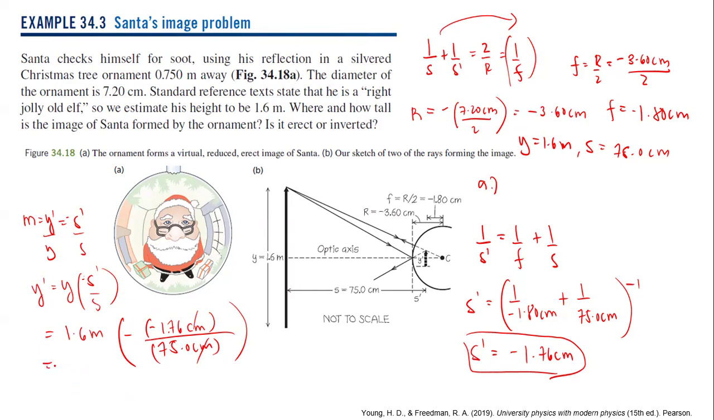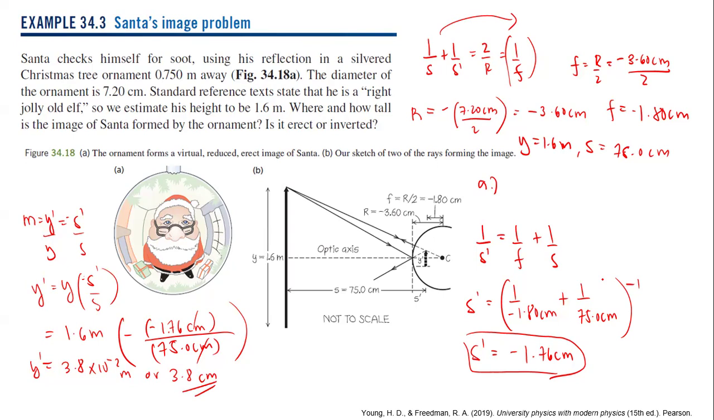So we have 3.8 times 10 to the negative 2 meter, or about 3.8 centimeter, for the object's height.